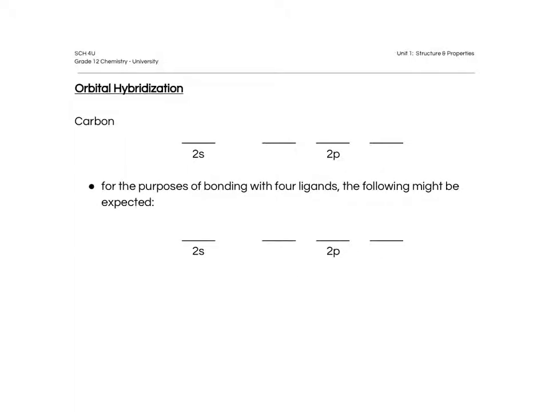Alright, so in this video, I'm going to do a recap of today's lesson on orbital hybridization. I'm going to do my best to break this down into manageable pieces and hopefully explain at each step along the way what is happening and why it's happening. So I'm going to start with carbon.